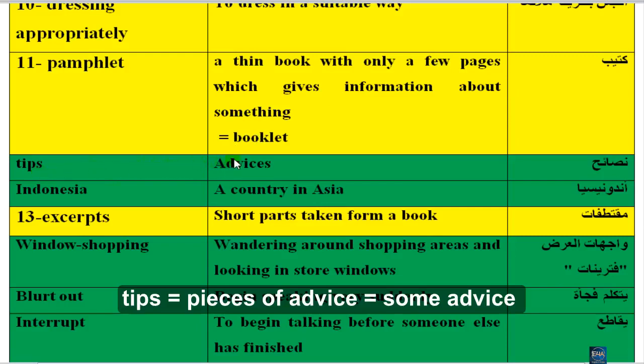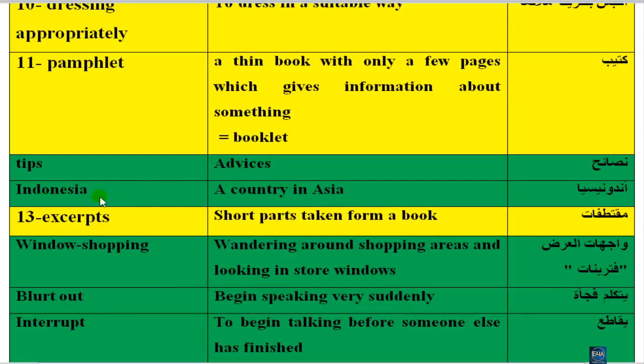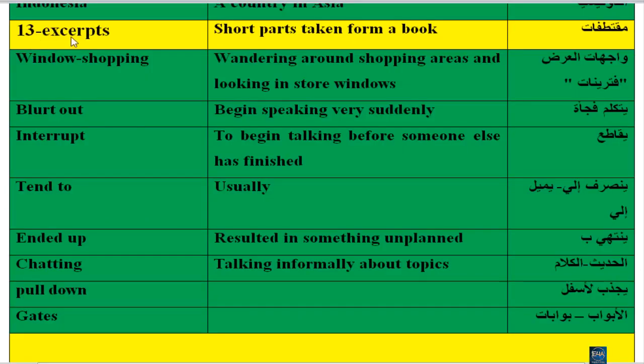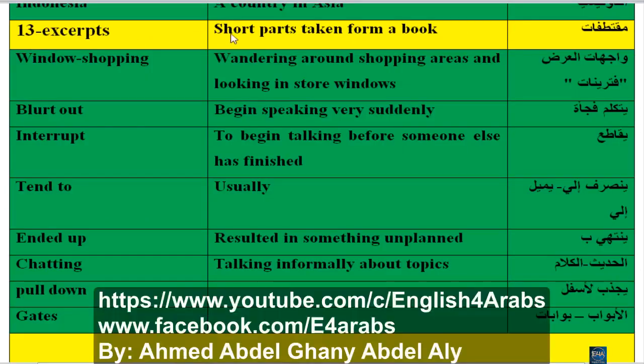Of course, advice, we don't make it counted. It's not plural, but we can say tips or pieces of advice. Indonesia, a country in Asia. This word, British Asia, American Asia, not Asia, Asia. 13. Excerpts, short parts taken from a book. Window shopping, wandering around shopping areas and looking in store windows. Blurt out, begin speaking very suddenly.